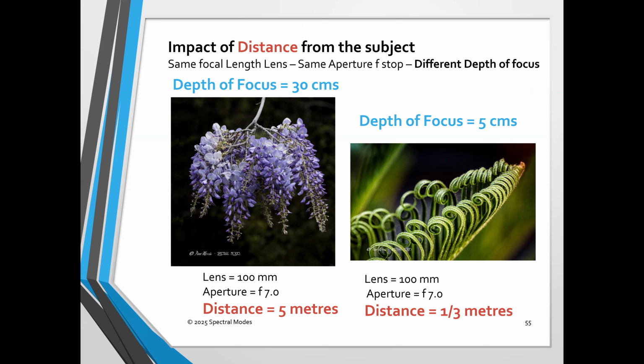The other thing that we need to look at is how far are we away from the subject. And in this case, I was taking my wisteria and I was about 5 meters away from it, up a ladder, because it hangs down over my patio. I had an f-stop of 7 and my lens at 100mm. And that allowed me then to get it sharp all the way through. This is the fern I've got on the patio, and I had the same aperture, f7, same lens, but I was right up close. And so because I'm right up close, my depth of field or depth of focus has gone down to 5 centimeters.